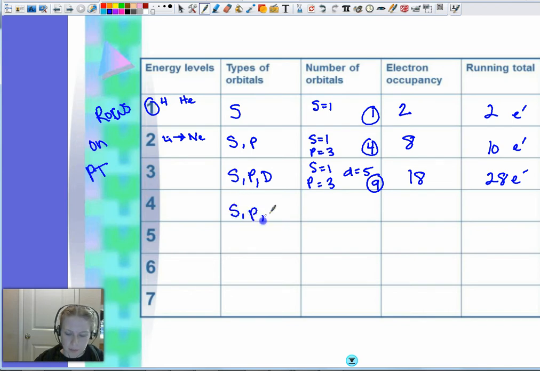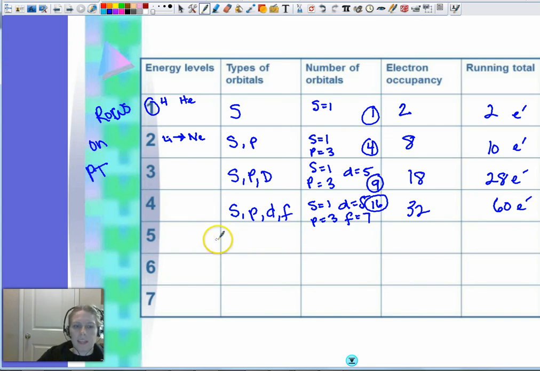4 has S, P, D, and F orbitals. We get S equals 1, P has 3 orbitals, D has 5, and F has 7, for a total of 16. 16 times 2 electrons each gives us 32. Add that to our running total, and we get 60 electrons possible in our 4th energy level if it was totally full.